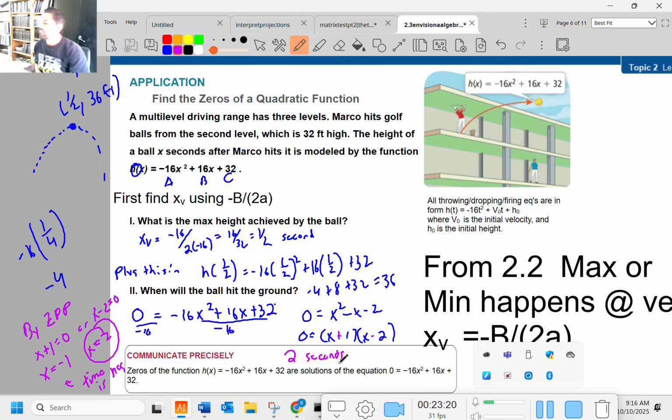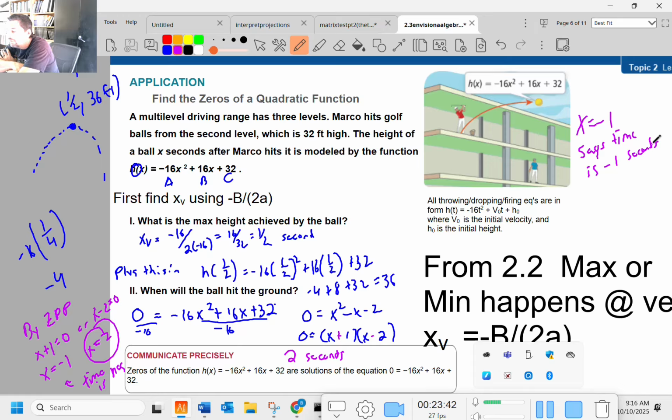Now, I want to talk about that x equals negative 1 thing here. X equals negative 1 says the time is negative 1 seconds. I've had some arguments with teachers about this. They don't believe me until I show them the actual definition of what this word means, and then they're like, oh, it is right. Don't argue with Milbrath-Math. Don't do it.